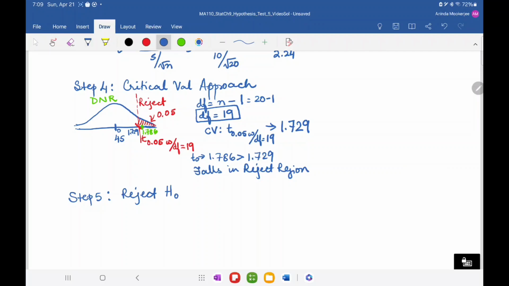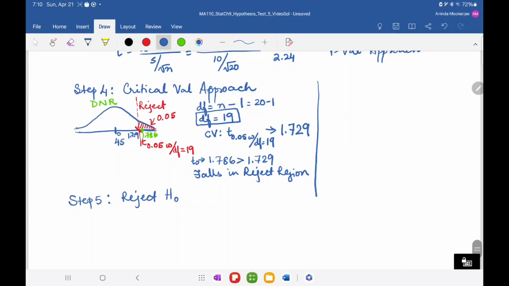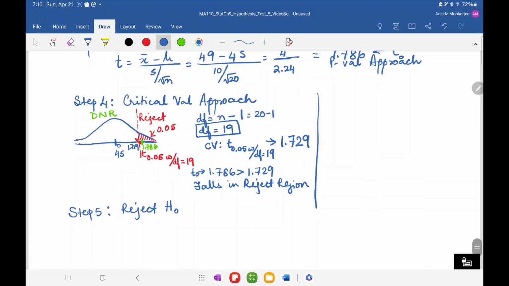Now we also have to do the same test using the p-value approach, correct? So let me just separate this. For the p-value approach, we start off with our test statistic value. That's the p-value approach.